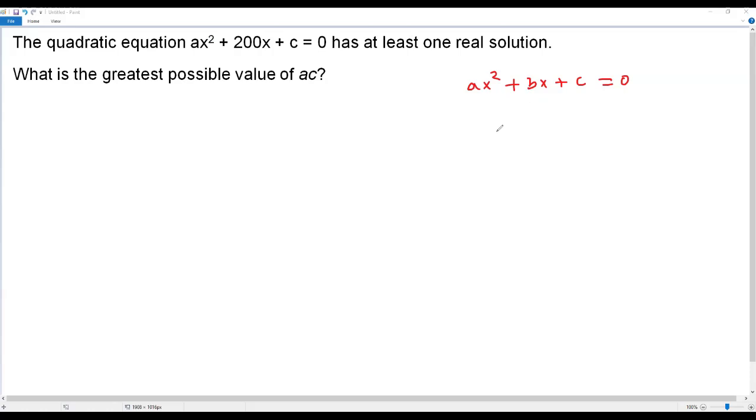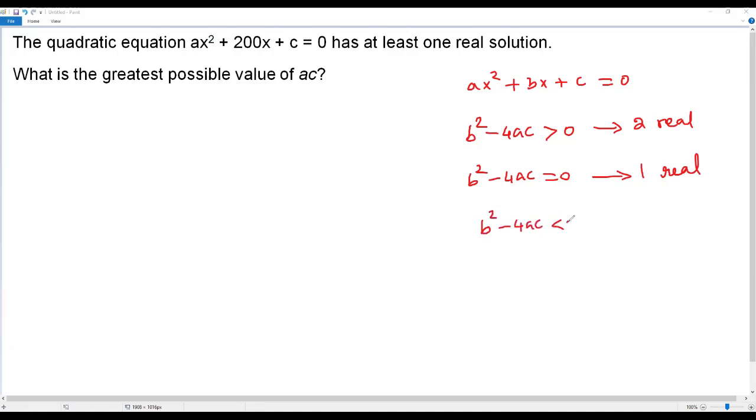It is decided by the discriminant of the quadratic equation, that is the expression b² − 4ac. If b² − 4ac is greater than 0, then the quadratic equation will have 2 real solutions. If the discriminant b² − 4ac equals 0, then the equation will have only one real solution. If the discriminant is less than 0, then there are 0 real solutions, that means no real solution.